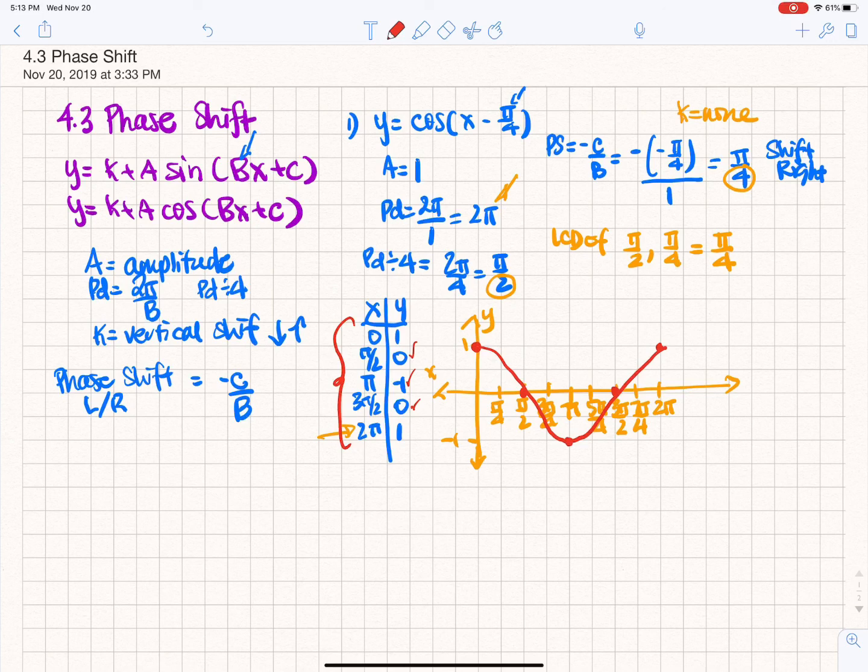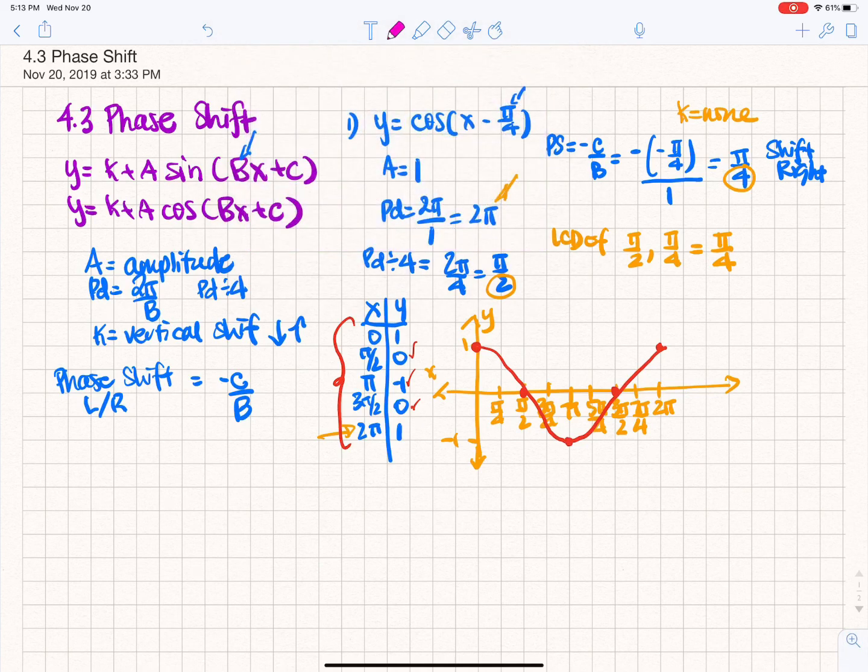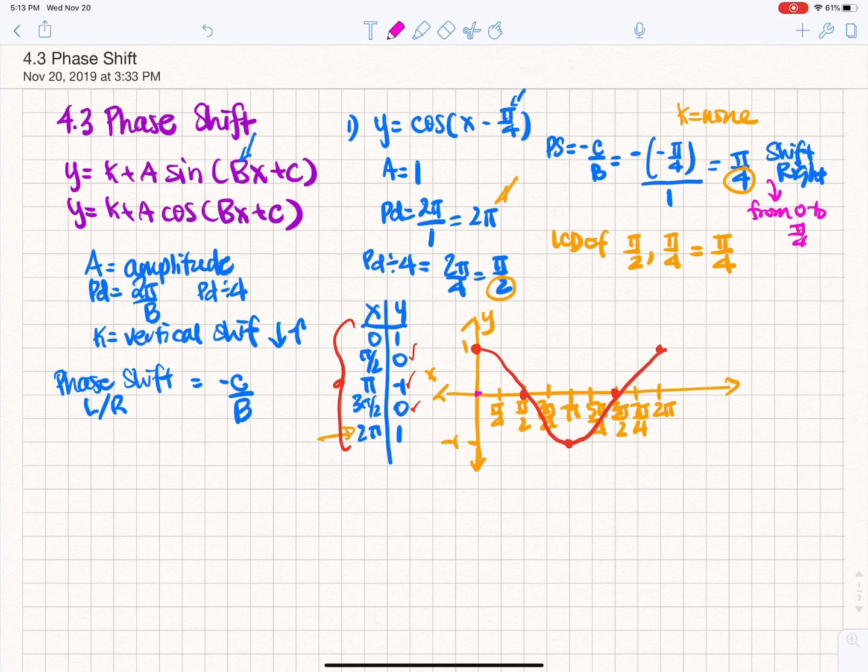Now, we are going to shift the graph to the right. But how many times to the right? Okay, let's look. Now, from 0, we always start at 0. From 0 to pi over 4, because we're going to shift by pi over 4, so how many times do I shift? We're going to shift to the right 1 time. So every point we're going to go to the right once.